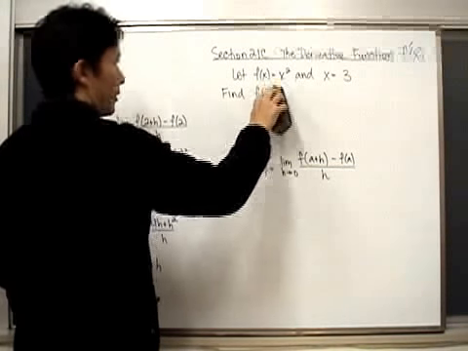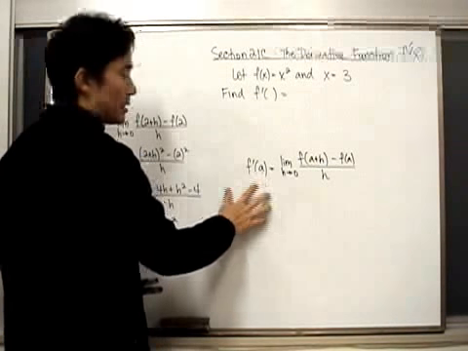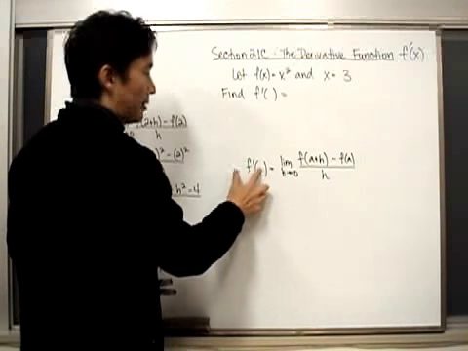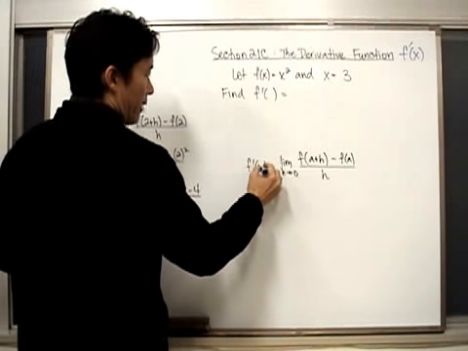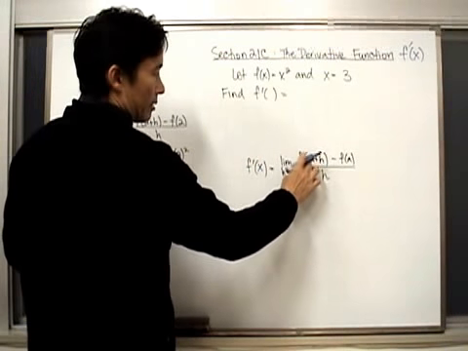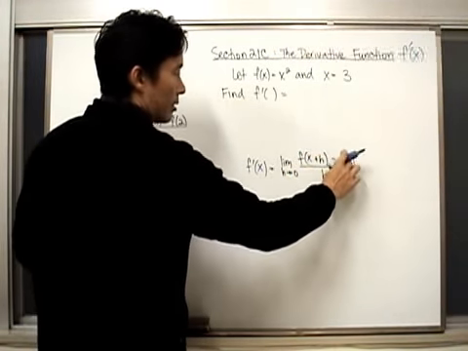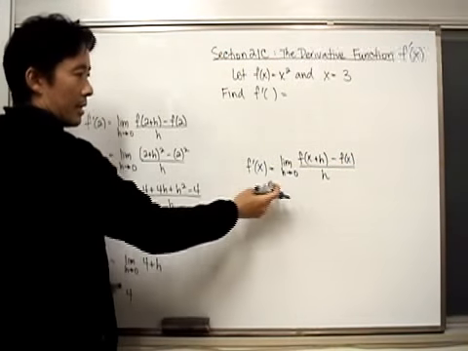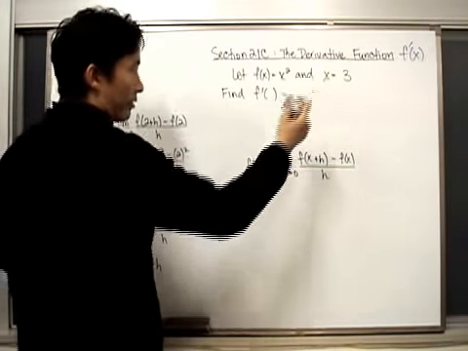Now, instead of trying to find the instantaneous rate of change at a particular value of a, why don't I say that I want to do it for any particular value of x? If that's the case, then I need to change this from an a to an x. And I need to also change this from an a to an x. And this is the definition of the derivative, the derivative function.